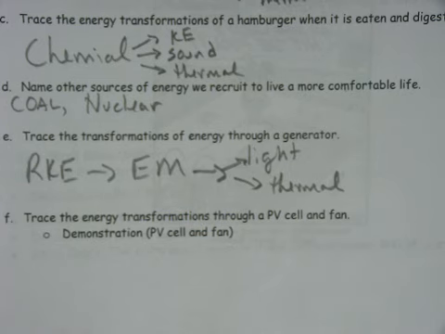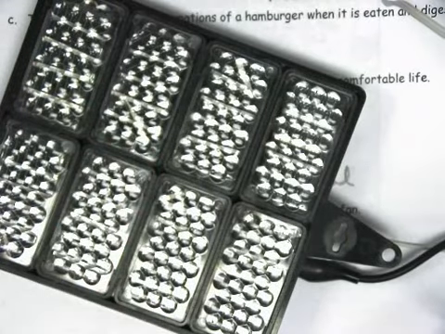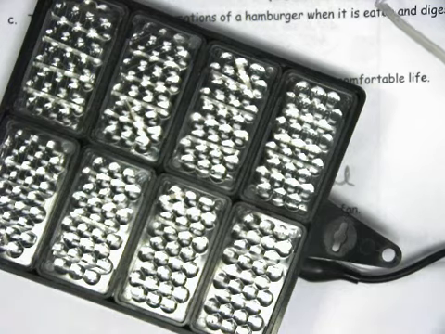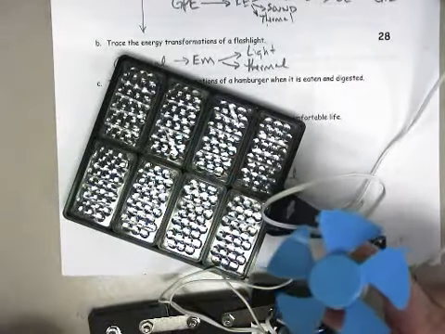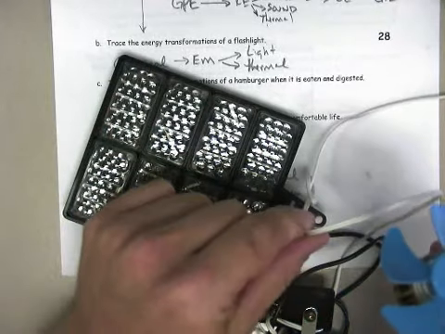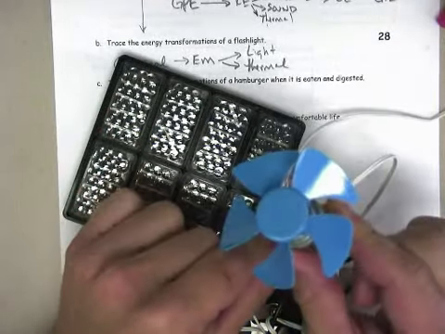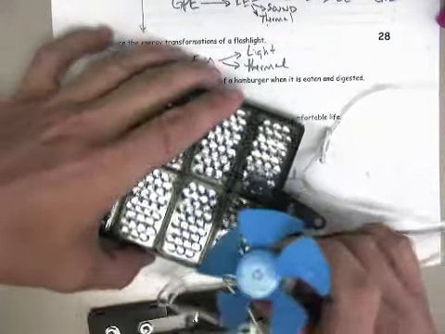All right, the next one, trace the energy transformations through a PV cell and fan. And I have one over here. Since I'm not by a window, it's not going to work real well, but I have some PV cells, photovoltaic cells, kind of like the cells that would be on top of a roof collecting energy from the sun. All of that is connected into a fan. If this were by the window, I could collect solar energy here. It transforms it into electromagnetic energy, that's the wires, and then I would be able to make this move. That would be rotational kinetic energy. Let's go ahead and jot that one down.